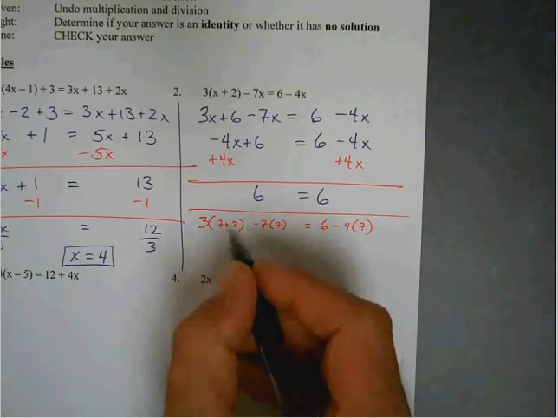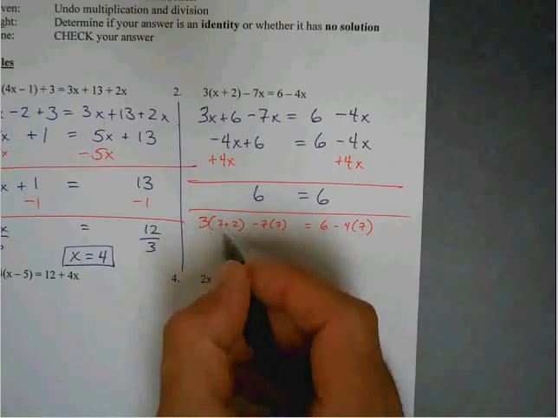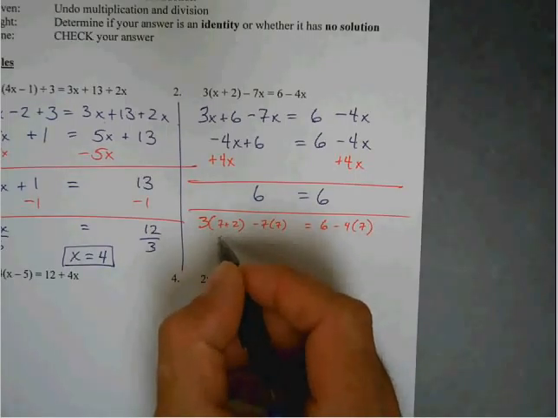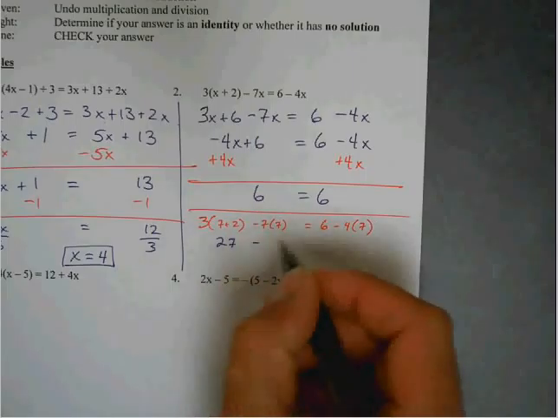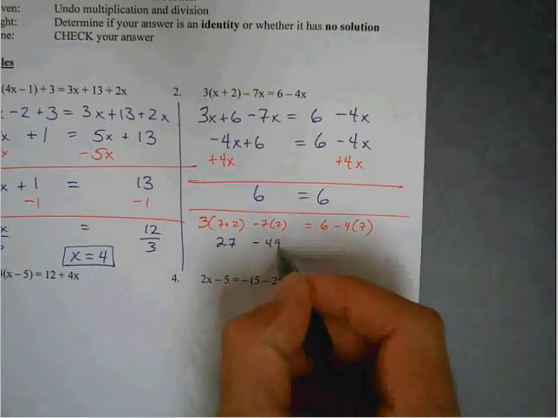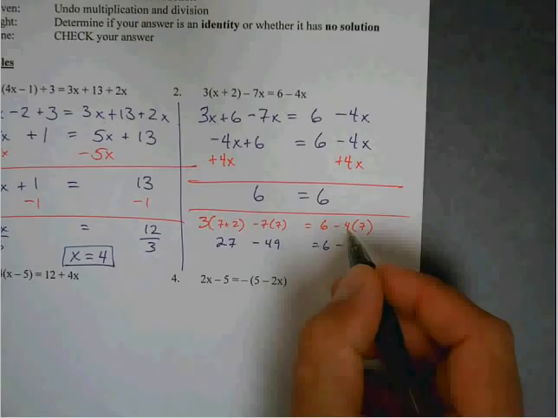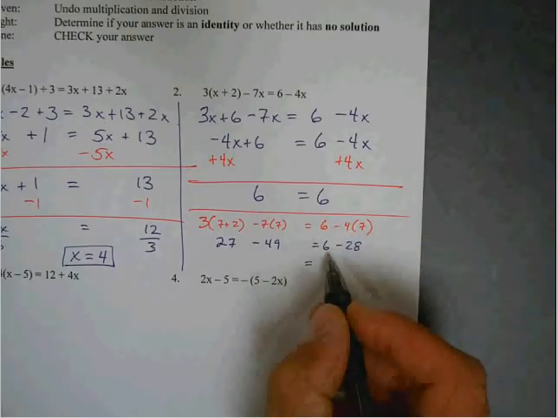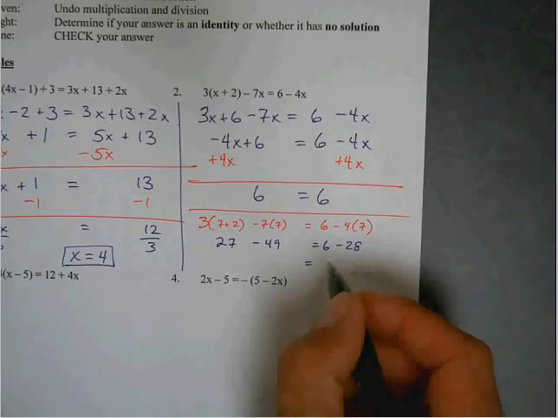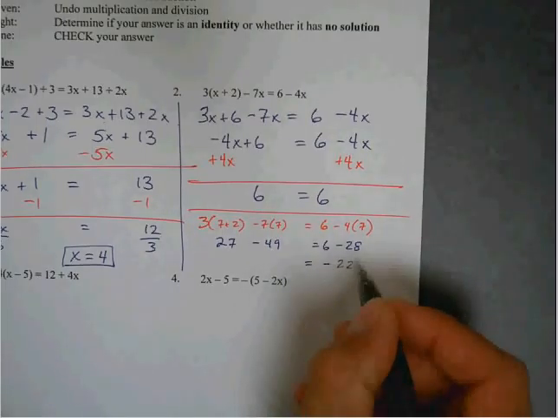7 plus 2, 9. 3 times 9, 27. 7 times 7? 49. 6 minus 4 times 7? 28. I'm going to do the right side, Scotty. 6 minus 28. Negative 22. What's 27 minus 49?